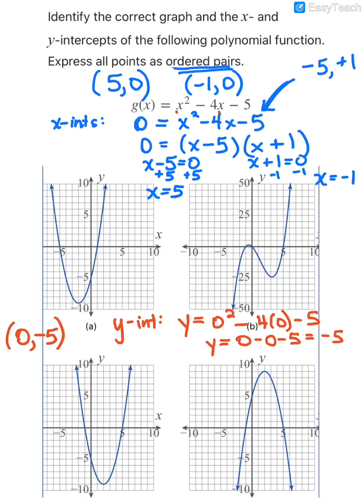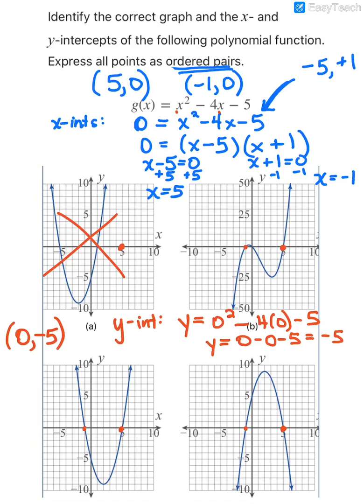Okay, so if we look for these points on the graph, when I look at this first graph, I don't see the point at 5, 0, so that cannot be the correct graph. This one has the point 5, 0, and then actually they all do. So in that case, we've only eliminated the first graph. Okay, the next point I'm looking for is -1, 0, so this graph appears to have it. So does this one, and so does that one. So I can't eliminate anything on that.